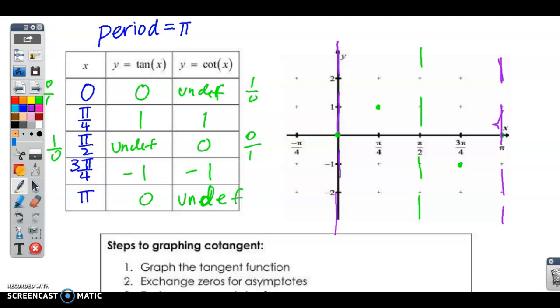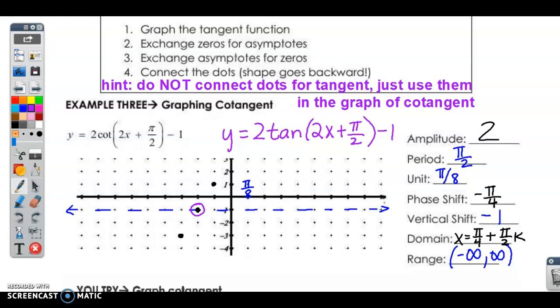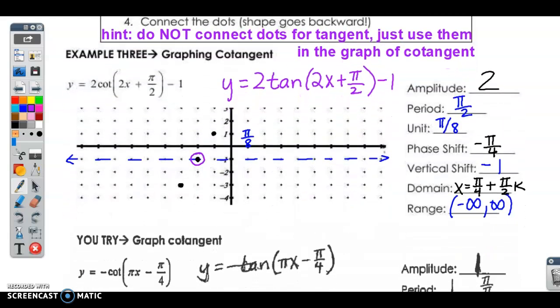And the other asymptote is now going to become 0. So let me go ahead and put that in. The other 2 points stay the same. So that point stays the same, that point stays the same, and now we're graphing in purple. Okay, so it looks like a negative tangent graph. Here's a hint: do not connect the dots for the tangent. Just use them in the graph for cotangent.